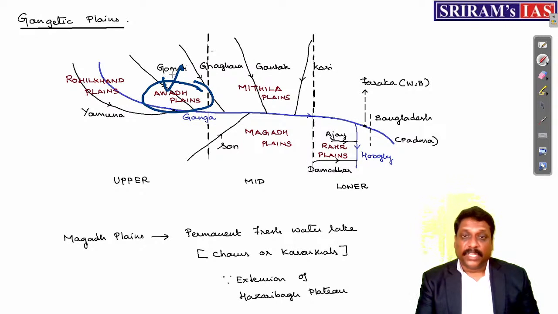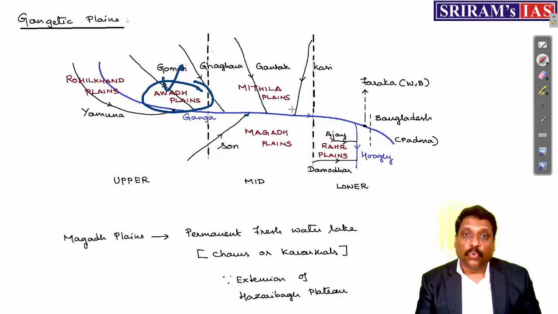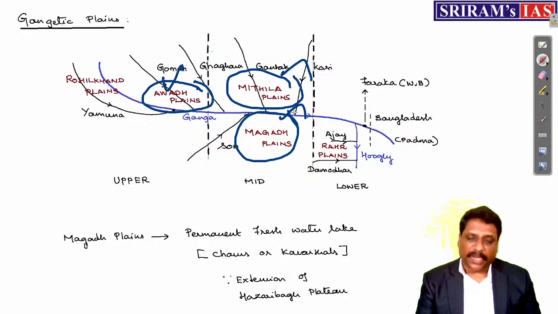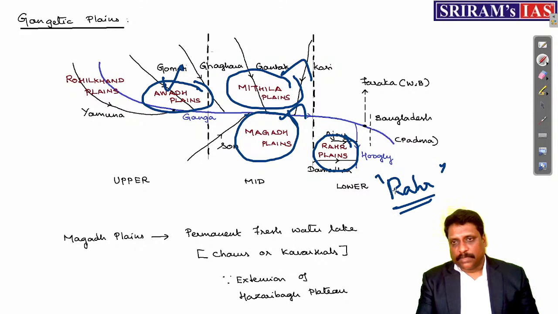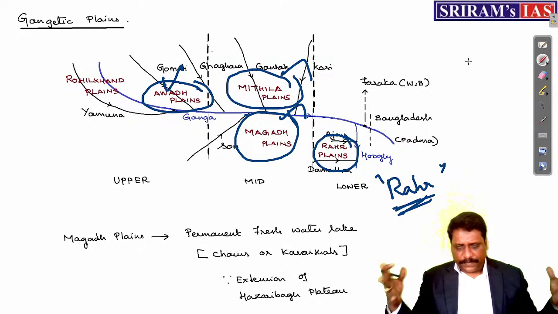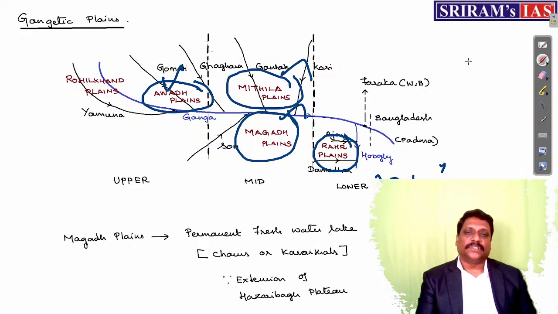Okay. Then when I talk about Bihar, my dear friends, you'll find Ganga separates Bihar into two almost equal halves. The northern plains, you call them what? Mithila plains, and the southern plains, you call them what? Magad plains. And West Bengal plains, we call them what? Rar plains, my dear friends. So these are some of the plains which are part and parcel of this Gangetic plain.